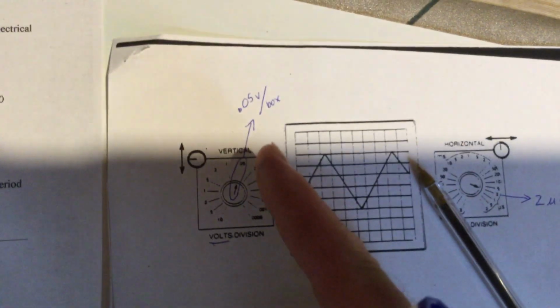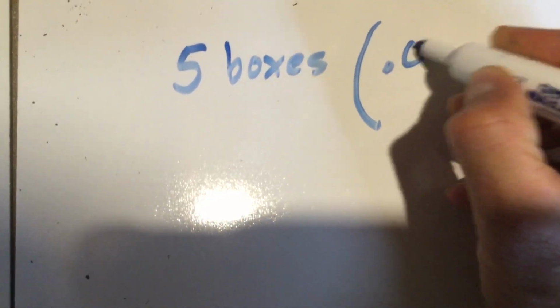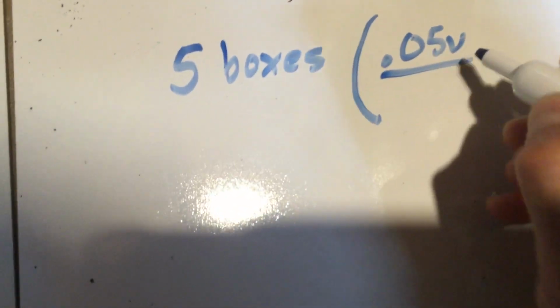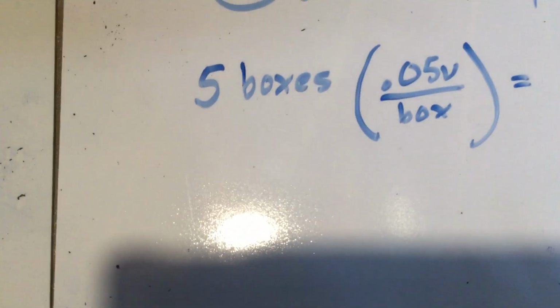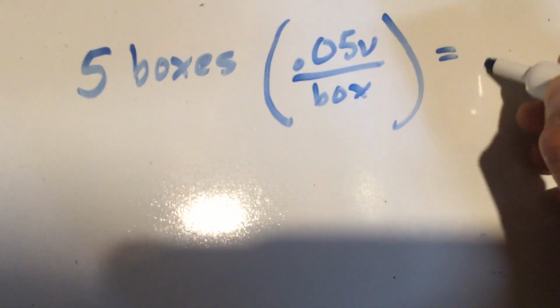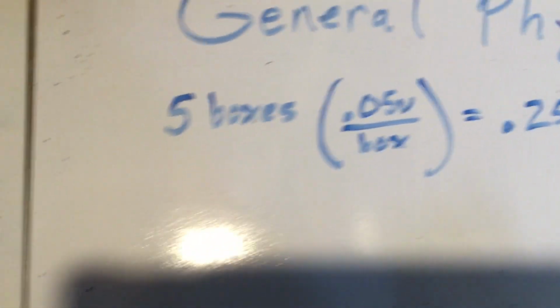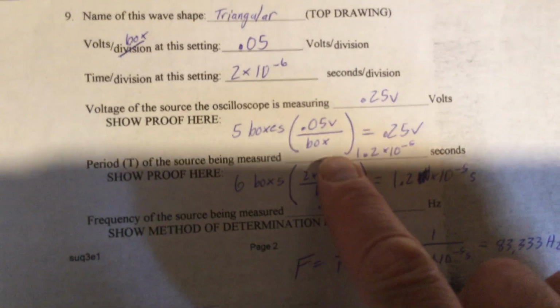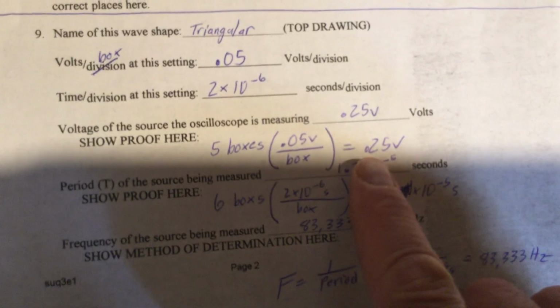And we determined a little while ago that each box was worth 0.05, so 0.05 volts per box. So now I just take out my handy dandy calculator. I multiply 5 times 0.05, and I will get that this picture represents 1/4 of a volt. That's what I have shown right here. 5 boxes at 0.05, you times them, you get 0.25 volts in total.